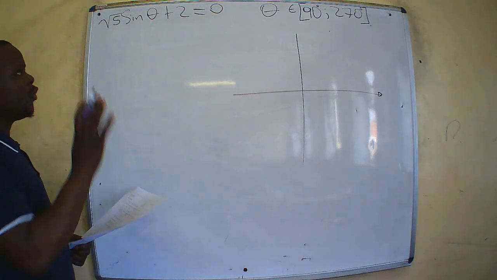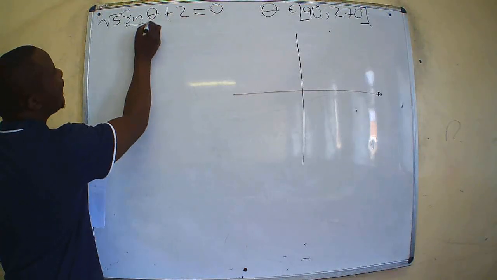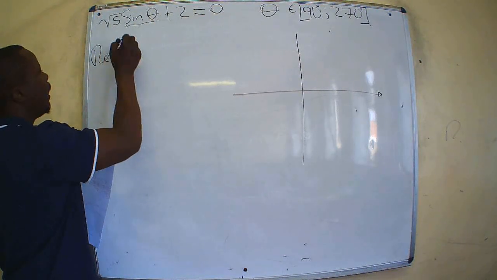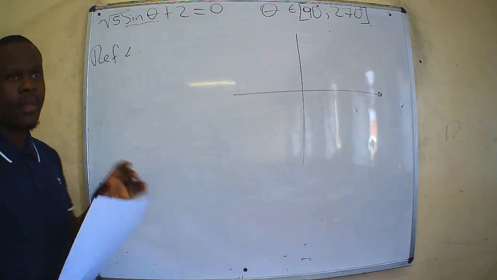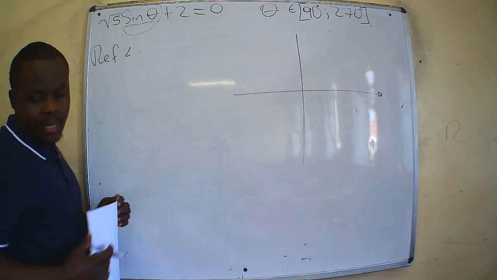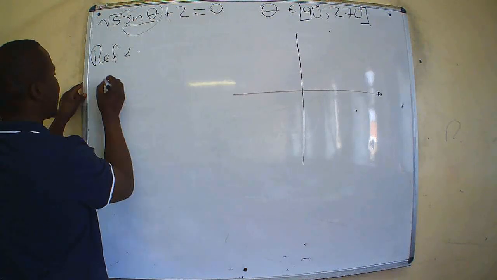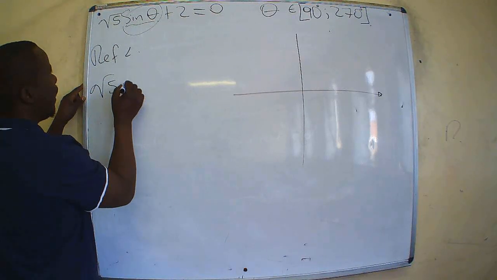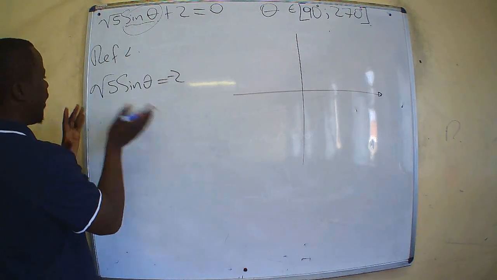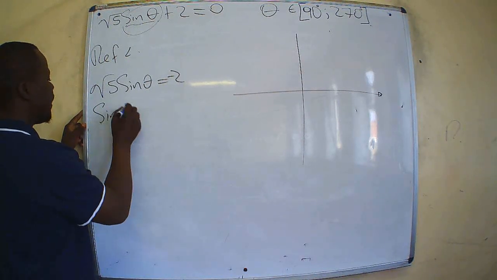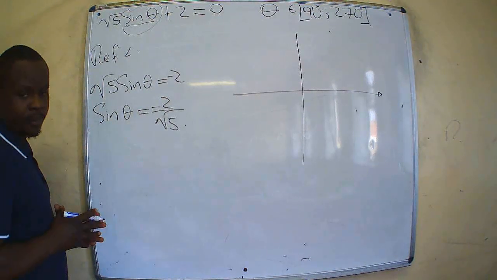Now, when we draw our Cartesian plane, what are we trying to do? We are trying to solve the reference angle of theta. How do we solve it? Let us make sine theta the subject. Root 5 times sine theta is equal to negative 2. Divide both sides by root 5. Then we isolate sine theta to be equal to negative 2 over the square root of 5.